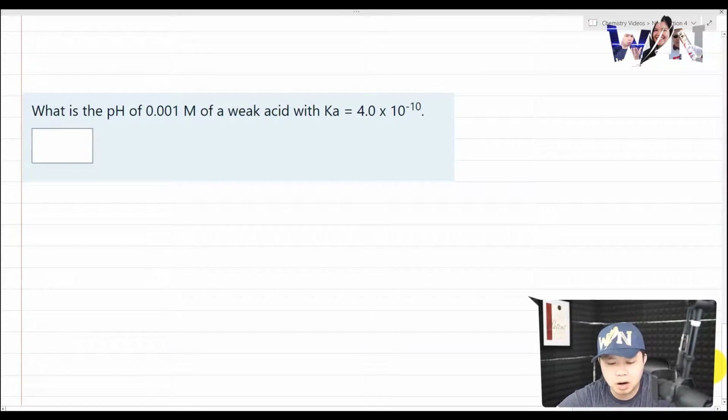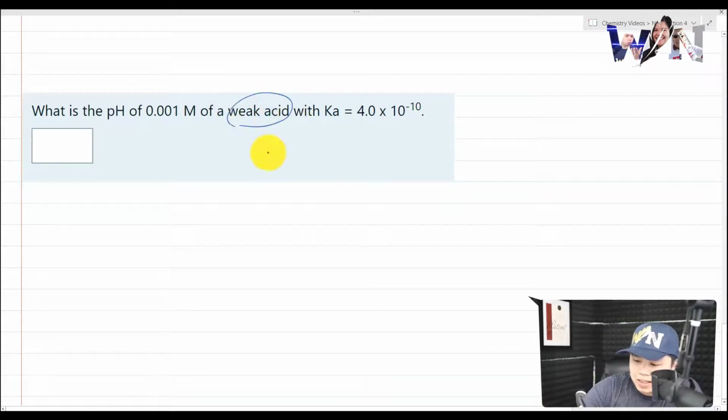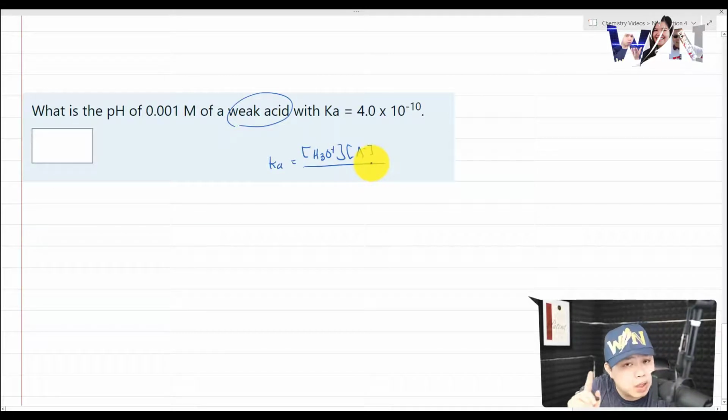What is the pH of 0.001 molarity of a weak acid given Ka equal to that? So the same thing, this is a weak acid. We already memorized it already. Ka equal to H3O plus times conjugate base. And again, this formula will be given to you on your formula sheet if you don't remember. Just find Ka for weak acid dissociation. So in this case it is HA. There you go. And what we are going to do is, again, find the pH, which right here we have to find the concentration of that one right there.